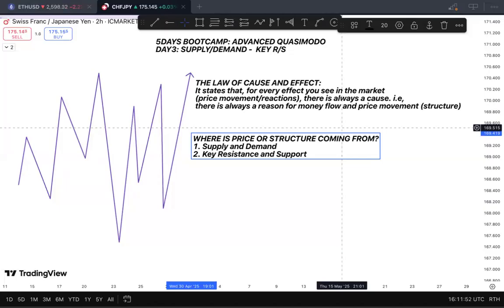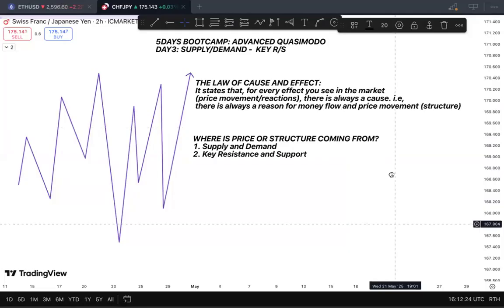We don't just trade a Quasimodo strategy because we saw structure. No. We trade it because all the criteria are met and we know where price is coming from, or we know where the structure is coming from, or we know the cause of the effect of the structure. So you need to know the cause of the effect of that structure. That structure is an effect. So this is what I'm going to do.